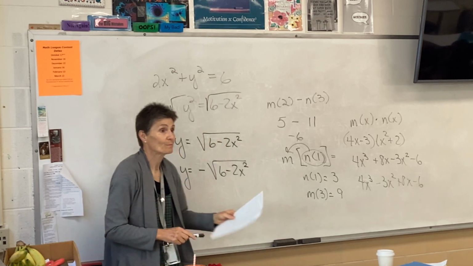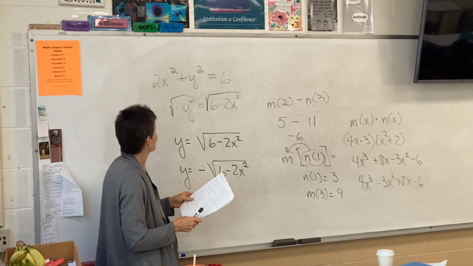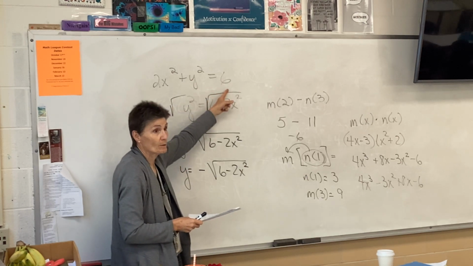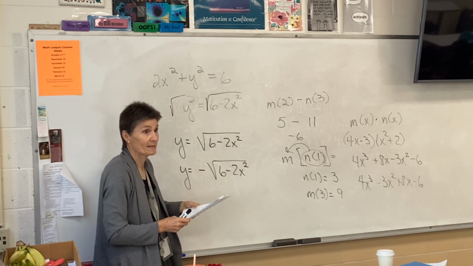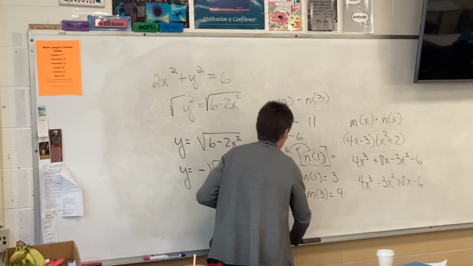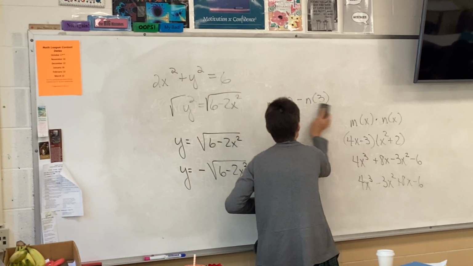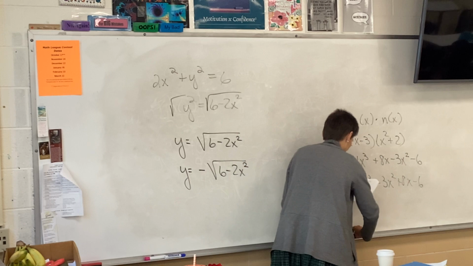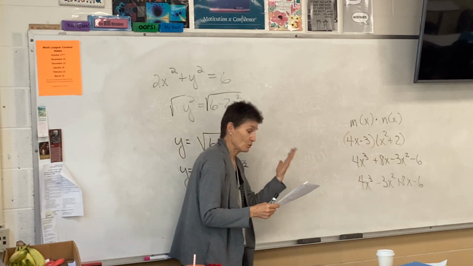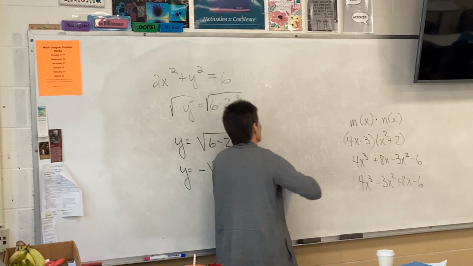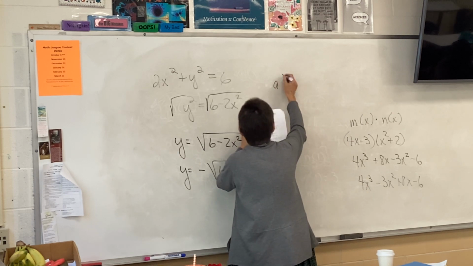Josh? Where did you get 6 minus 2x squared? Subtracted 2x squared from both sides in order to get y squared by itself. You need to go watch the video, sweetheart, of the lesson that you missed, okay? Yeah, I will. I'll find that. Alright, so that's it for number 2. Number 2's done. Number 3, domain.